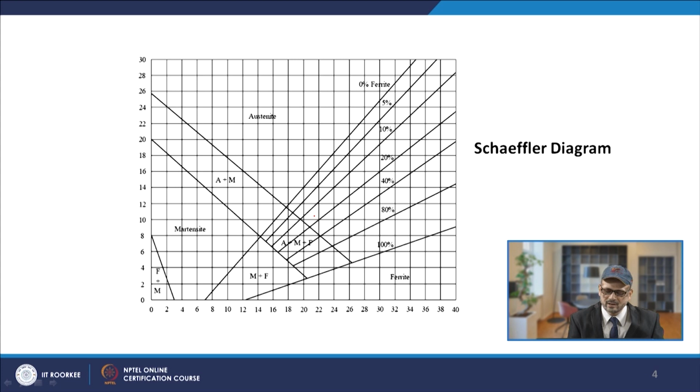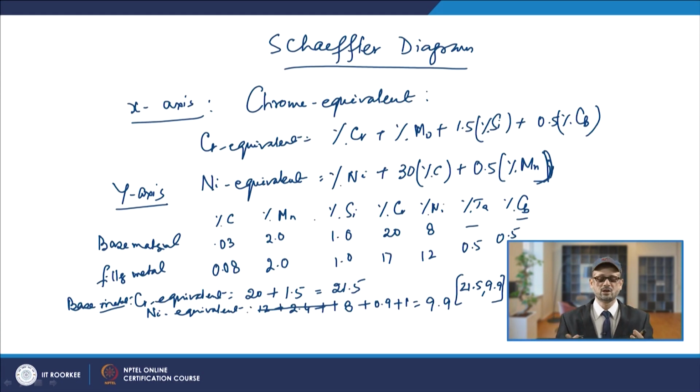So somewhere it will be close to this point. This point will be the point of chrome equivalent and nickel equivalent for the base metal. Similarly, you will compute for the filler metal, and if you calculate that point, it comes out to be 18.75 and 15.4.